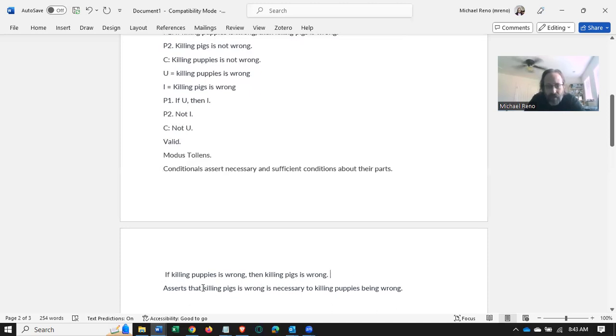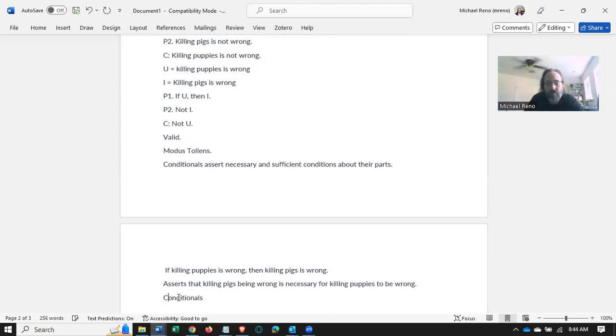This sentence asserts the following, that the killing of pigs being wrong is necessary to killing puppies being wrong. So another way to think about this, it asserts that killing pigs being wrong is a necessary condition for killing puppies being wrong. And that's what all conditionals assert. All conditionals, or at least for our purposes anyway, the conditionals we're going to be concerned with, assert that the consequent, so that's the part after the then, is necessary to the antecedent.